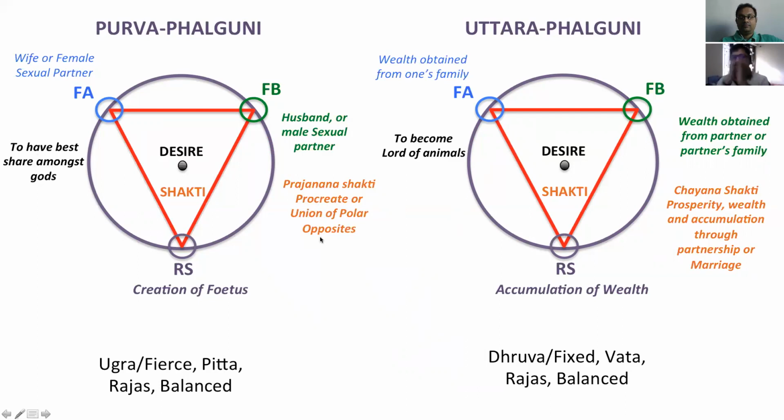So you're initially creating the union in Purva Phalguni. And then in Uttara Phalguni, you're getting prosperity, the accumulation through partnership or marriage. That's one thing. Now in Purva, create the fetus, you create the child. Now once you have the child, you need to do the accumulation of wealth for the child. So again, that's the natural energy happening.